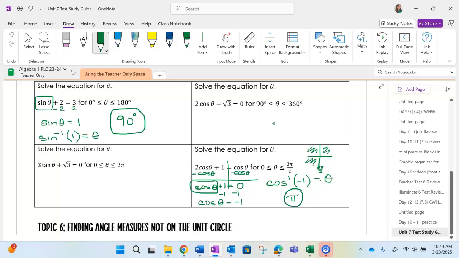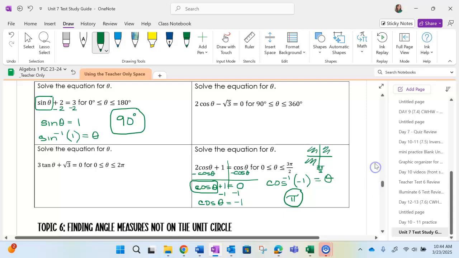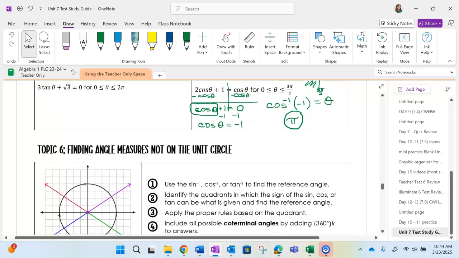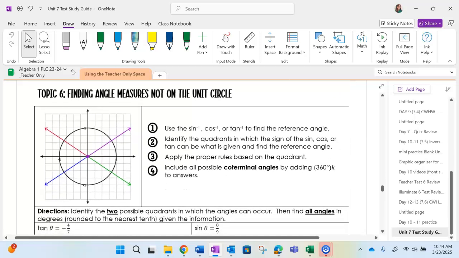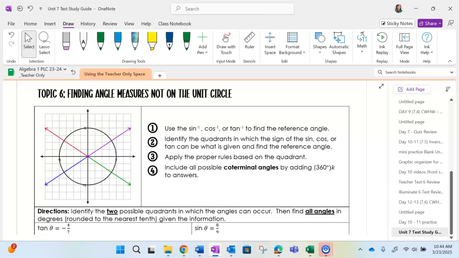Okay? All right, topic 6, finding angle measures not on the unit circle. All right, so we're getting to this. So what I'm going to do is I'm going to stop this one and go on to the next part.